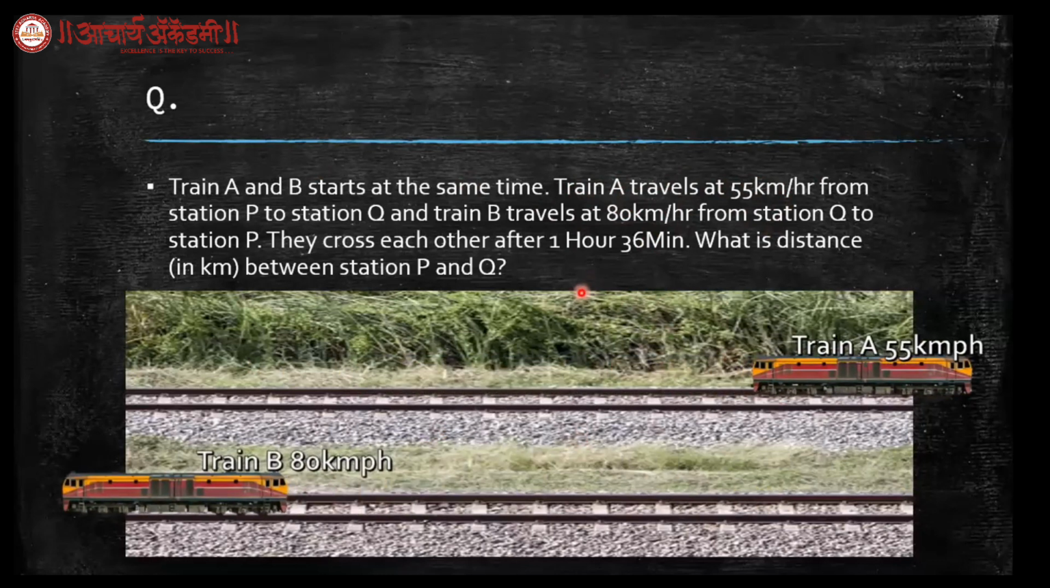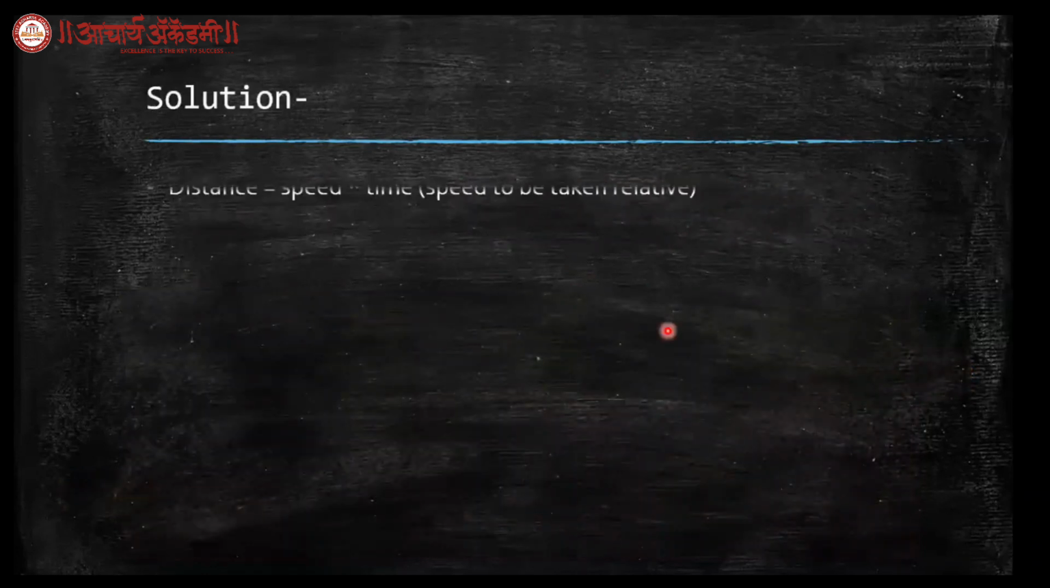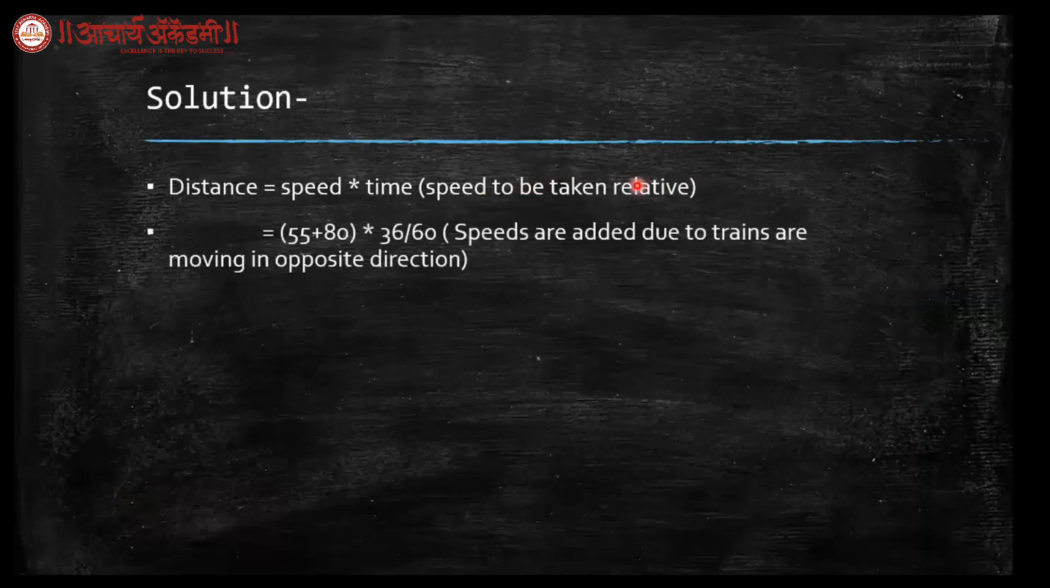So in this case, speed is distance upon time, so distance will be speed into time. Moving forward with the solution, the distance is equal to speed into time, with the speed taken relative. So the relative speed will be 55 plus 80 multiplied by 36 upon 60. It is divided by 60 because we have to convert into hours, as the time is given in minutes. Speeds are added because the trains are moving in opposite directions. Therefore, it will be 135 multiplied by 16 upon 10. The answer comes to 216 kilometers by solving and simplifying.